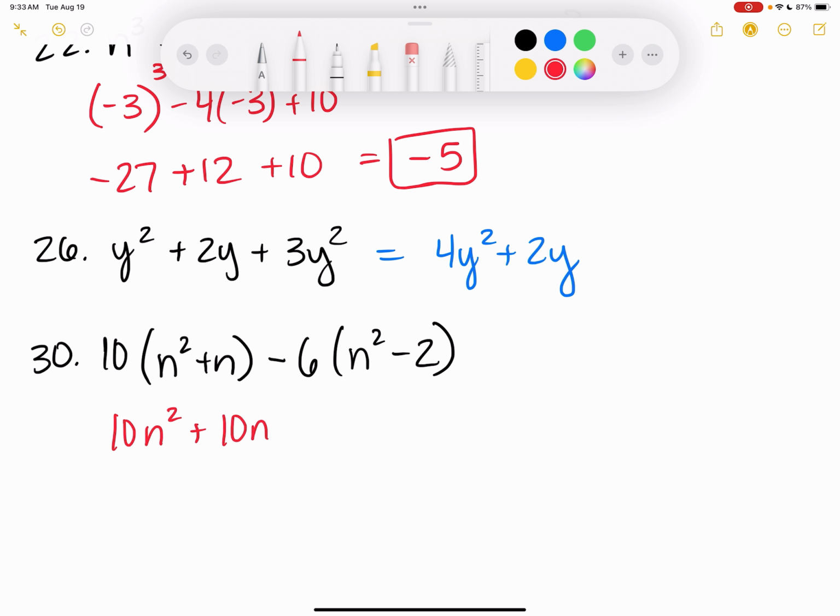Okay, she started out loud. Minus 6n squared plus 12. I thought you were going to say it. I was about to say it, and then you, yeah. That was supposed to bring it myself.